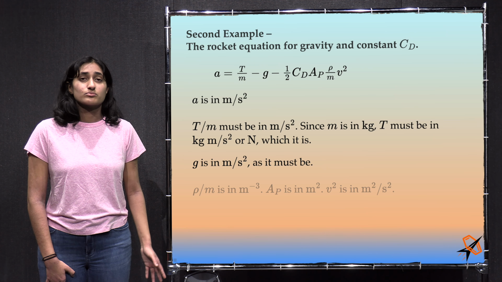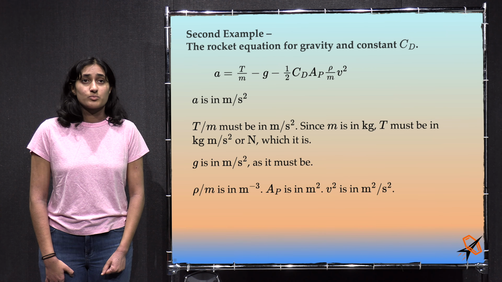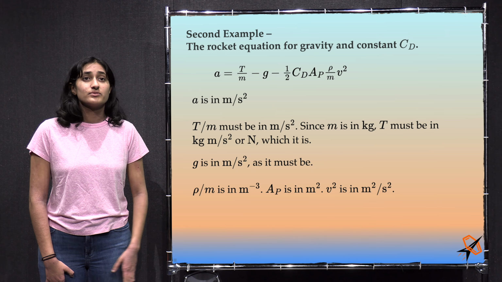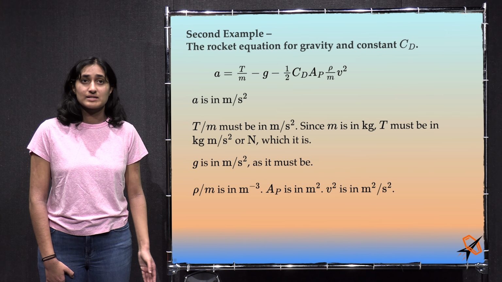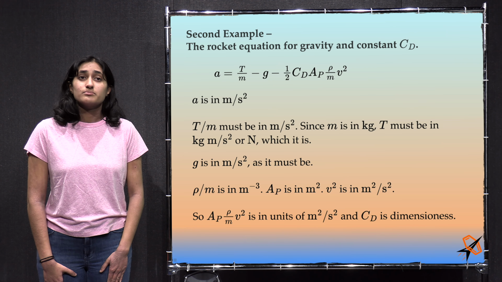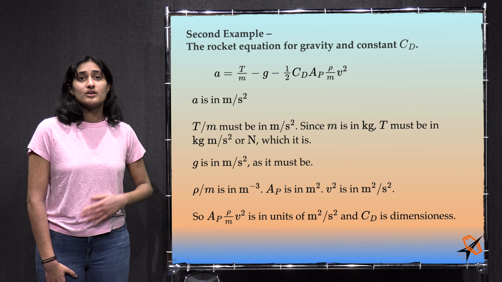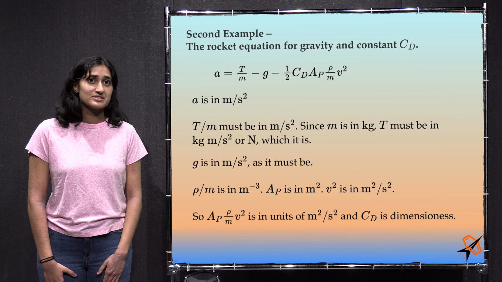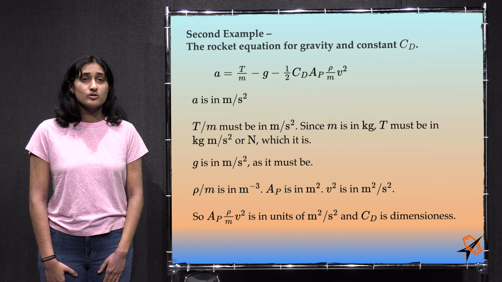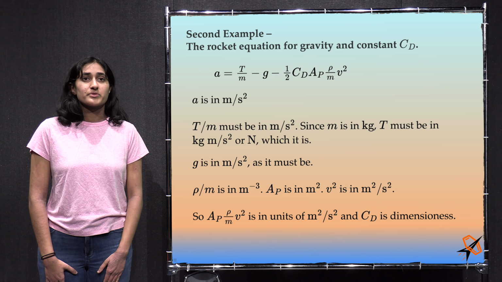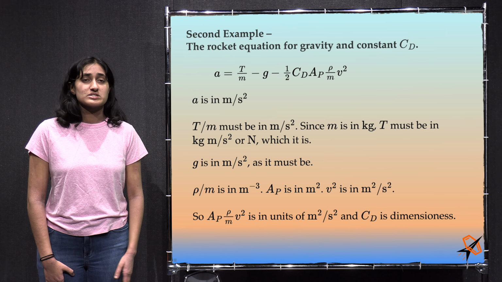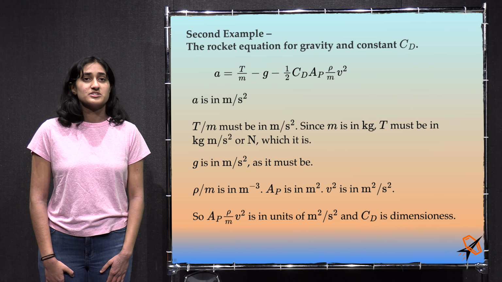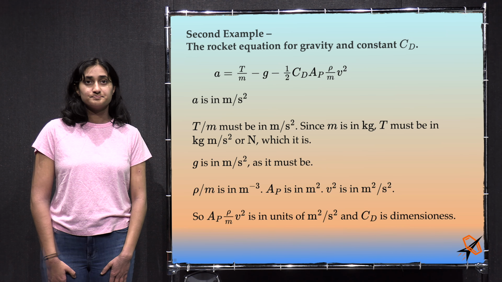For the final term, rho over m is per meter cubed. Area is in meters squared, velocity squared is in meters squared per second squared, so the drag coefficient must be dimensionless, which it is. For the curious, the drag coefficient is a function of the Reynolds number, which is also dimensionless. Dimensional homogeneity makes it easier to figure out the units of a constant or parameter in an equation, because you know that all of the terms in an equation must have the same units.